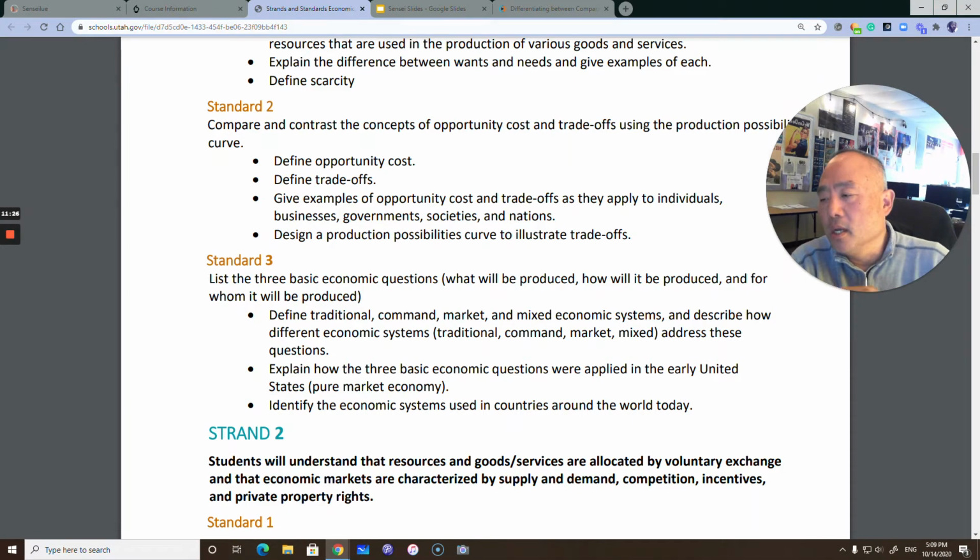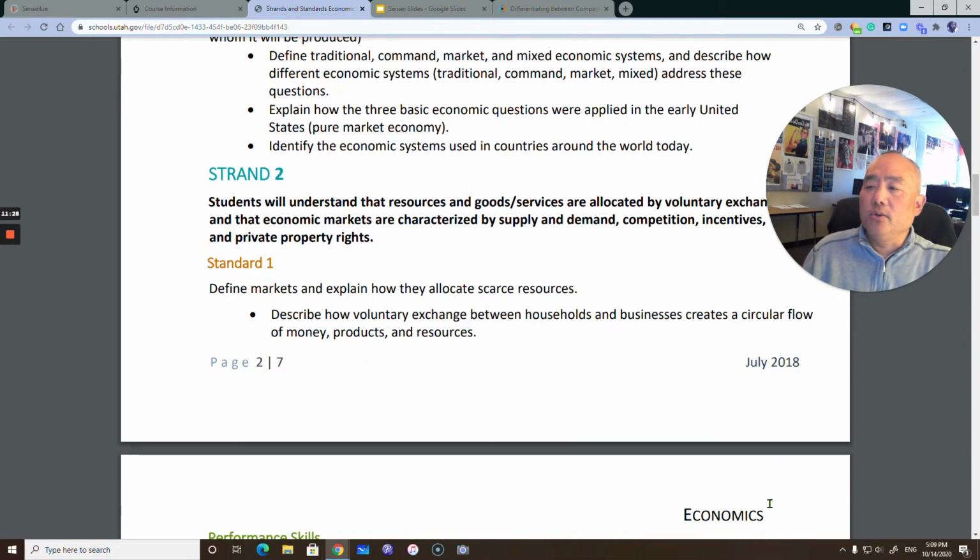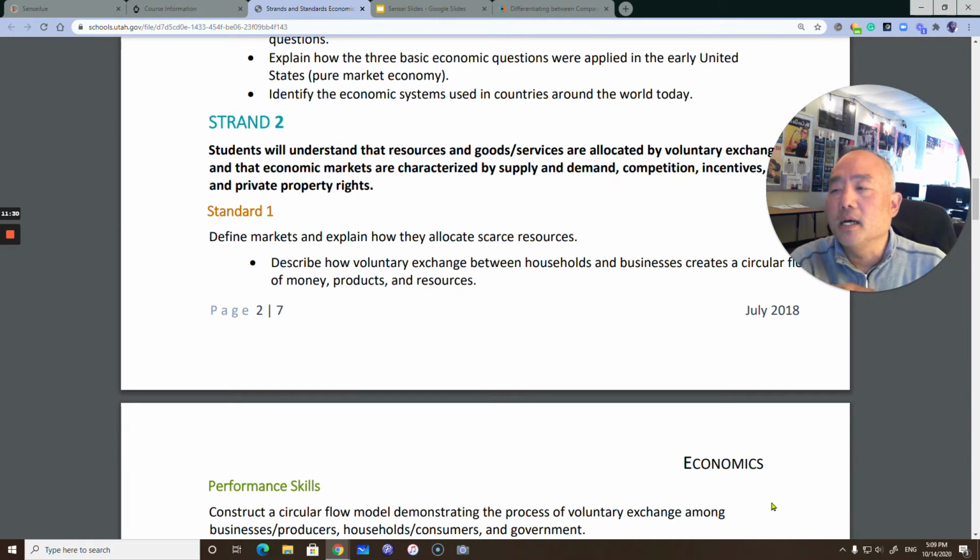Strand number 2. In strand 2, you need to learn about goods and services, these resources, voluntary exchange. Voluntary exchange is all about the free market. It suggests that you as a buyer understand what your options are and you voluntarily give money to somebody for something that they voluntarily sell to you because they feel like they're getting a good deal in return.